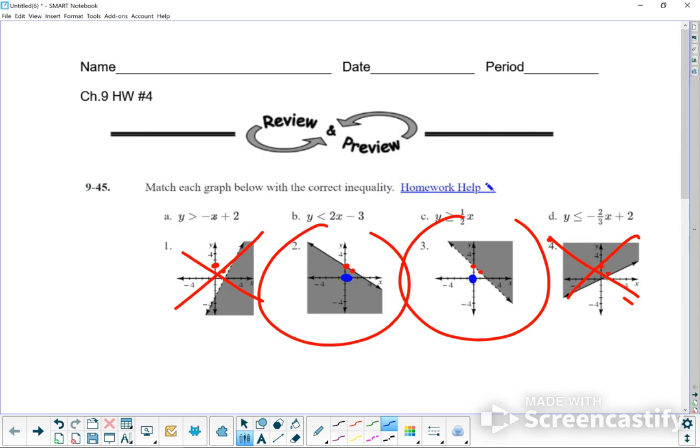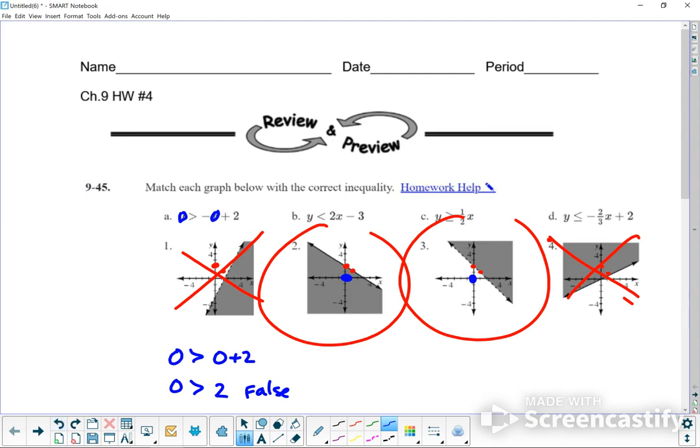So I'm going to pick 0, 0 and put in 0 for x and 0 for y. So I have 0 greater than 0, because there's no such thing as negative 0, plus 2. So this is 0 is greater than positive 2. And this is false. The other one would be true, because that one means I would shade towards this point. So I don't want that. That means it's going to be false. So it would be this graph right here.